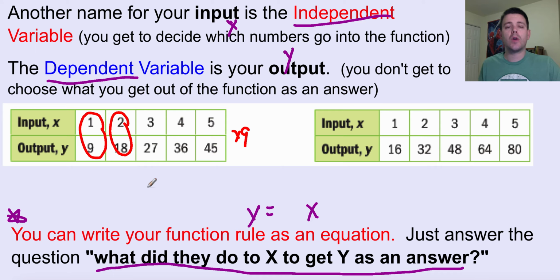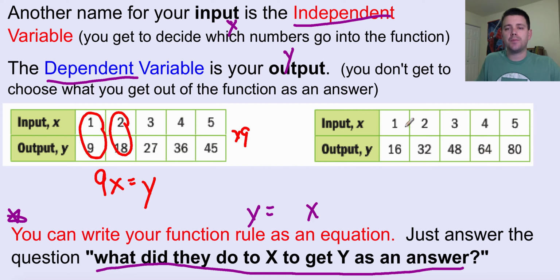So we need to write that in an official form. So basically, what did they do to x? Well, they took x and they multiplied it times 9 and got y as an answer. So it's always going to be something done to x equal to our output of y.